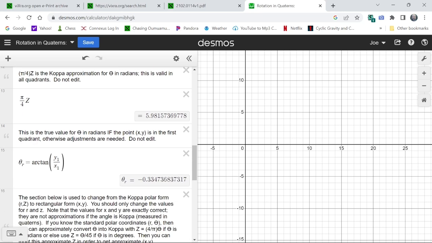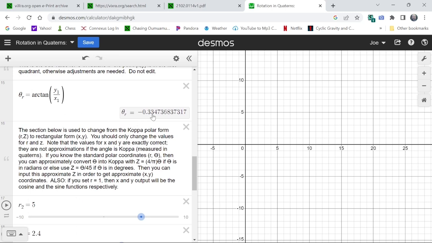And so the positive angle measure in quaterns and radians would be this. To convert from quaterns to radians, you multiply by pi over 4. And this is an approximation. It's not exact. And then this would be the exact value using the arctangent function.